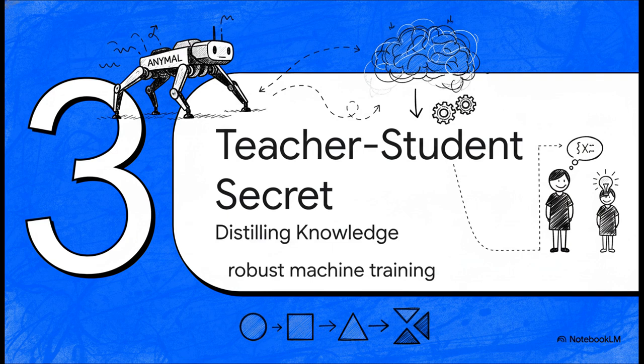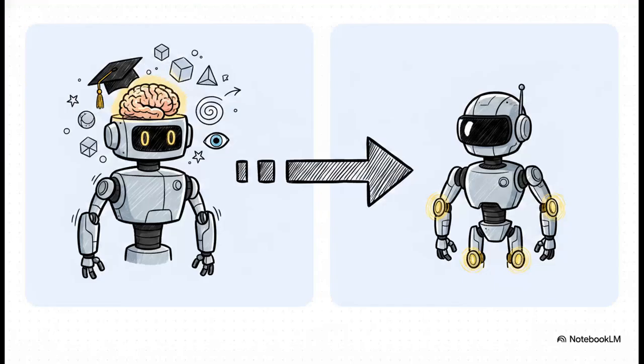Chapter 3. The Teacher-Student Secret, Distilling Privileged Knowledge. So the crucial point is how this dynamic actually works, because it absolutely revolutionized legged robots. In the simulator, you first train a teacher policy, and because it's in a sim, the teacher basically gets cheat codes.